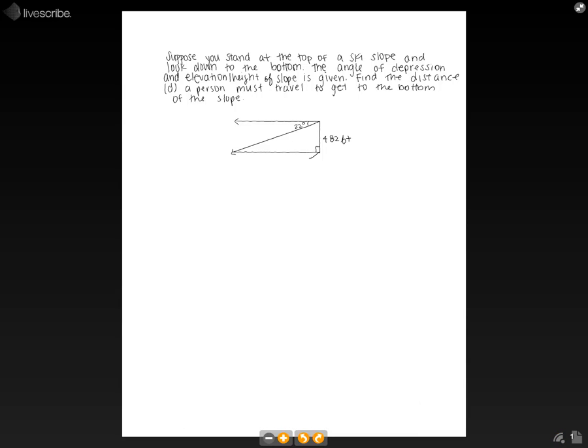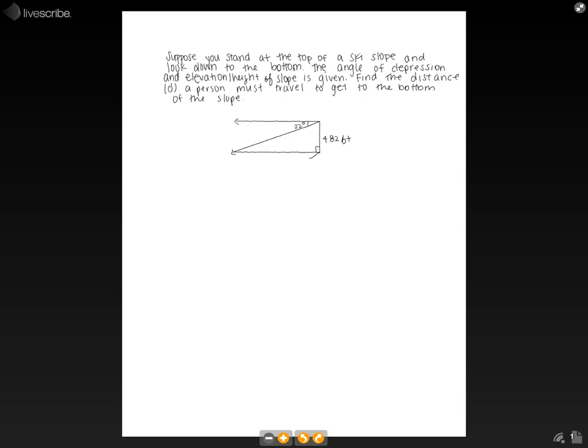In this pencast, we're going to talk about the angle of depression. So the problem says, suppose you stand at the top of a ski slope and look down to the bottom. The angle of depression and the elevation or height of the slope is given. Find the distance, d, a person must travel to get to the bottom of the slope.